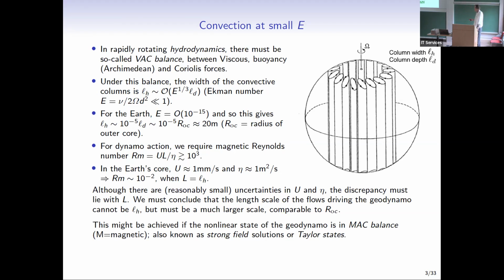Okay, so the idea, of course, is that this is not what the flow looks like at all. It's on much, much bigger scales, scales in which the magnetic field makes the scale large. And because the scale is large, the viscous force isn't so important. And then you might have a dynamo in so-called MAC balance. Sometimes known as strong field solutions, sometimes known as Taylor states. And of course, as we all know, finding these things is not easy.